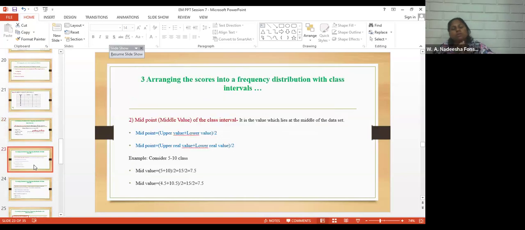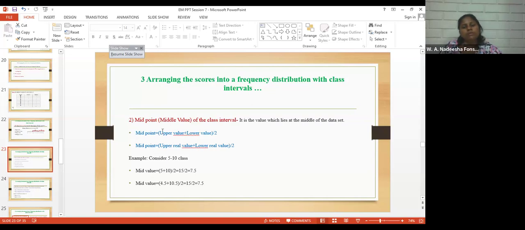So the second one we have to consider is the midpoint or mid value of the class interval. That is the middle value. To find that, we have to add the upper value and the lower value, then divide by 2. We can do it using limits also: add the upper real value and the lower real value and then divide by 2.